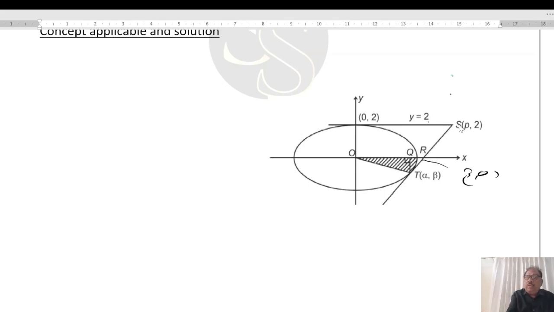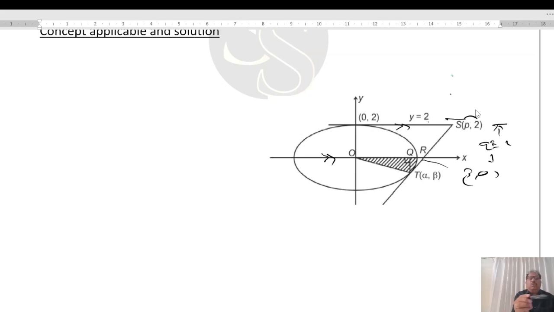Now two tangents are drawn from S. This is one tangent, this is another tangent, and they meet at this point, which means this is parallel to this. So the q coordinate of S comes out to be 2. This is q equal to 2. Therefore we have taken it as 2 here, right?